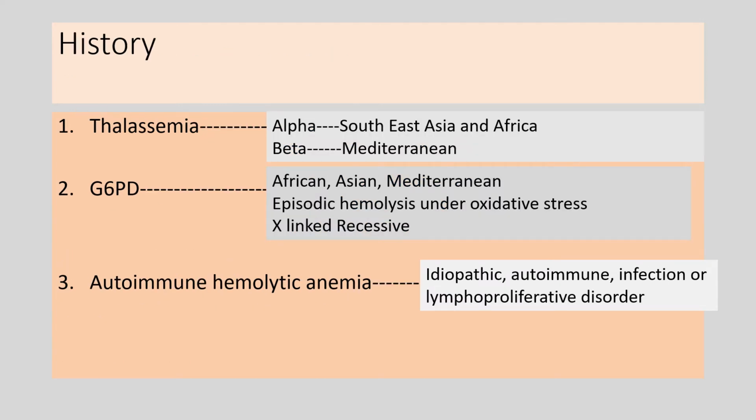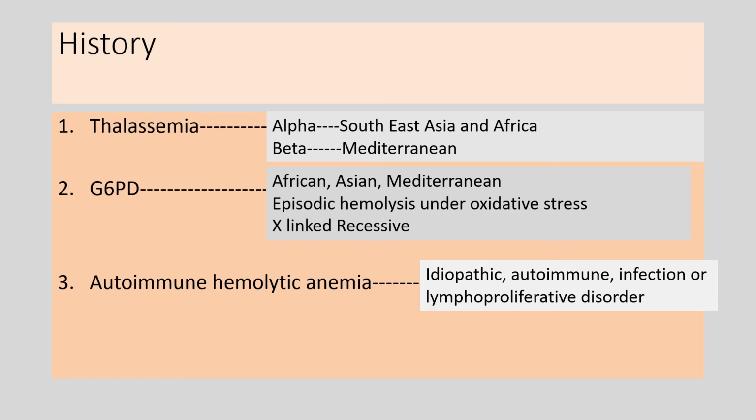The history in cases of thalassemia: alpha thalassemia is common in Southeast Asia and Africa, while beta thalassemia is common in Mediterranean people. G6PD deficiency is common in African, Asian, and Mediterranean people. One important point in the history is that the patient would give a history of episodic hemolysis under oxidative stress, and also the family history, because it's X-linked recessive.